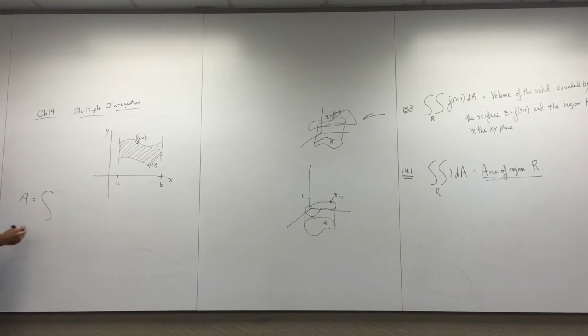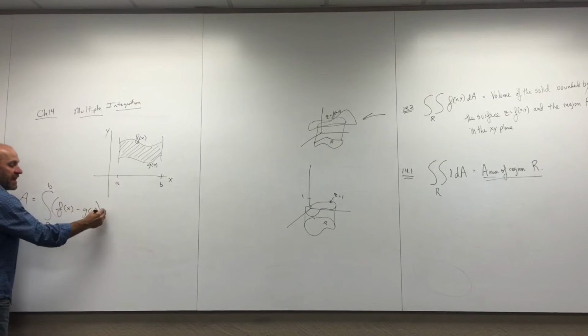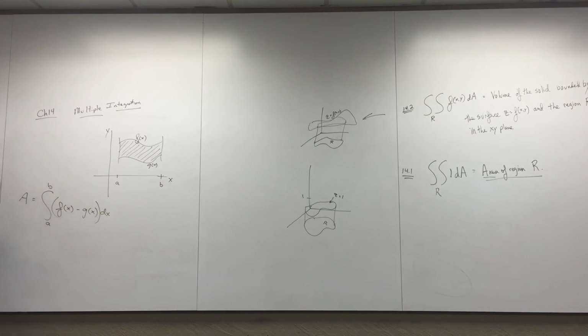From a to b. If you remember, you learned how to do area between two curves: f of x minus g of x. Top minus bottom, is what I would say. We would do the top function minus the bottom function, and we would get the area. That's how you get the area between the two curves, right?